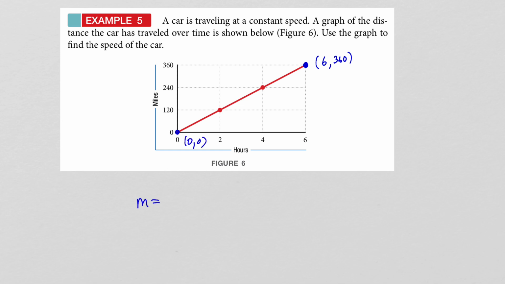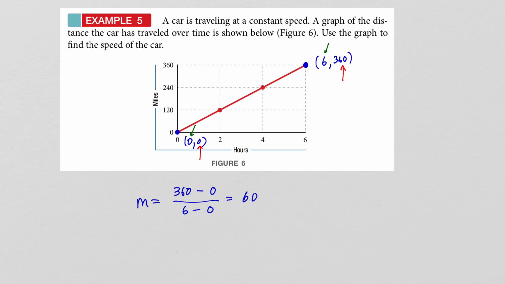And the slope is simply going to be the y-coordinate, 360, minus the y-coordinate, which is 0, divided by 6 minus 0. So again, I'm just subtracting the y-coordinate here minus the y-coordinate here, and the x-coordinate here minus the x-coordinate here. And this, of course, is equal to 60.